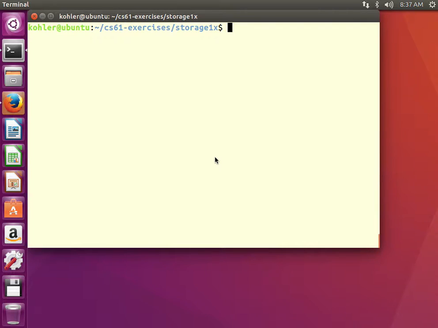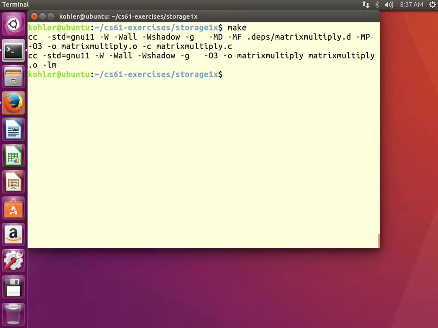Hey y'all. All right, this is a solution for the matrix multiply exercise from the first storage lecture. Recall the point of the matrix multiply exercise is to make a matrix multiply function run faster. In our handout code, we have a fast matrix multiply function and a base matrix multiply function.